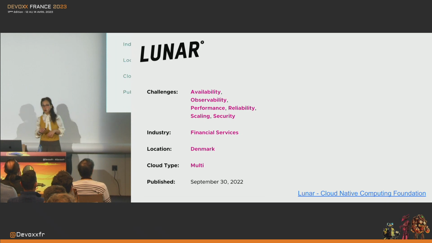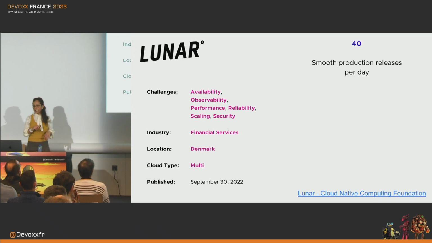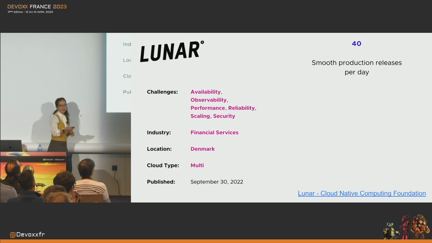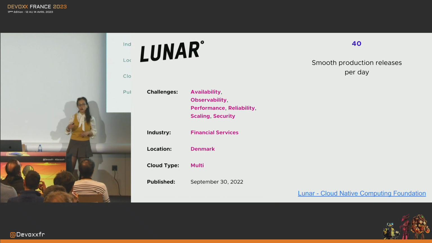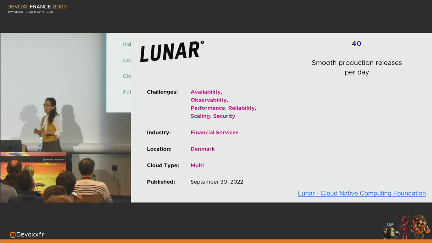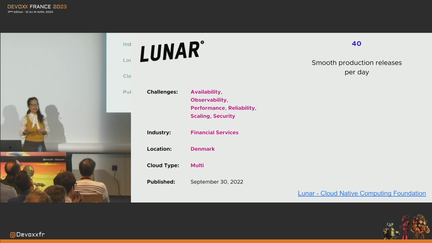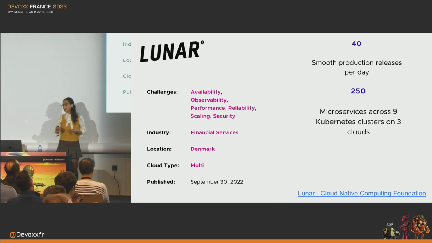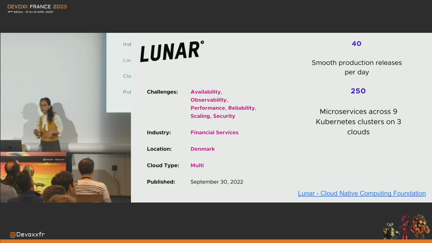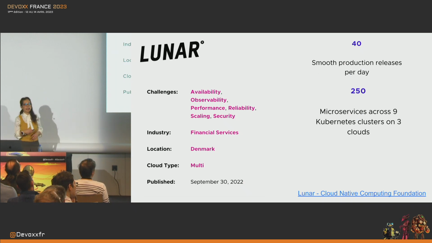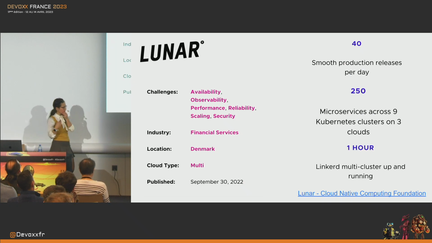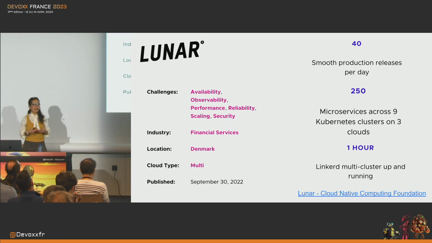place. And they showed their experience, that they measured their success by adopting Backstage along with other tools: they were able to do 40 releases per day, 250 microservices across 9 Kubernetes clusters deployed in multiple clouds, and so on and so forth. So the idea is to show a real case where Backstage has been used. And actually today, there are more than 100 companies that are using Backstage, like Netflix, American Airlines, and other companies.